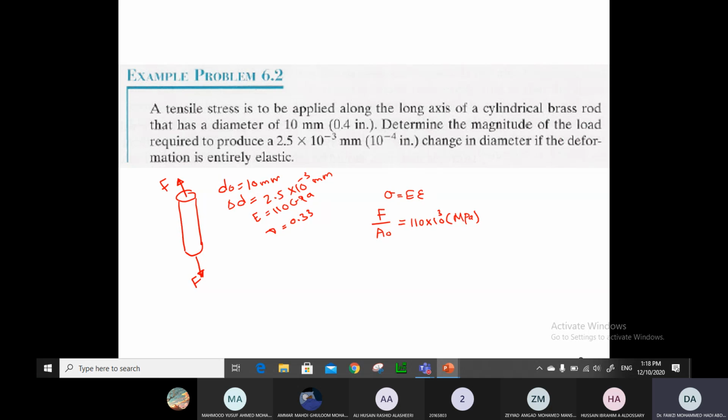And the strain there is equal to what? The strain. How much that strain is, we don't know for now. Let's see. What else can we use?